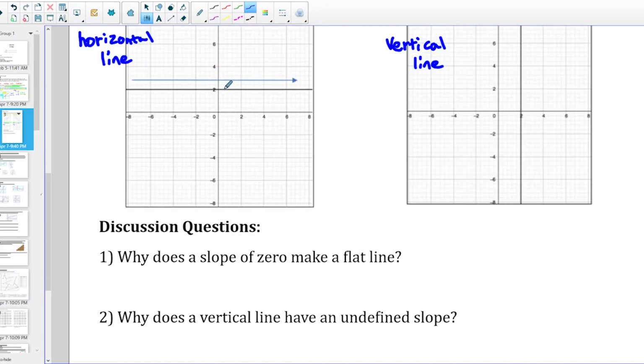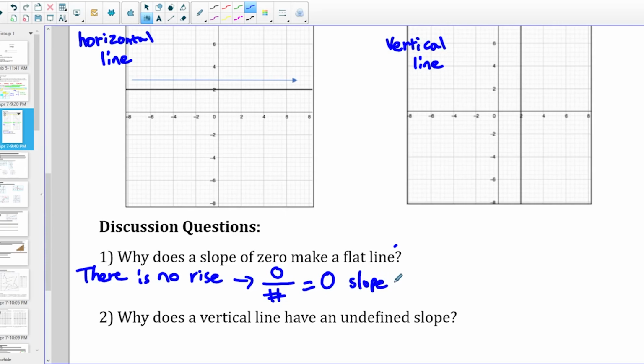To answer these questions, we need to go back to our horizontal line here, and we can see that going from left to right, it does not move up or down. So in this case, we can say that there is no rise. There is no change in your y values. So we're not moving up and we're not moving down, so there's no rise. Which means for us that 0 rise divided by any number is just going to be 0. So we always have a 0 slope.